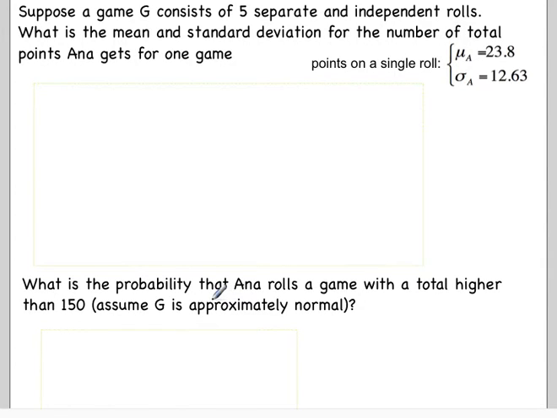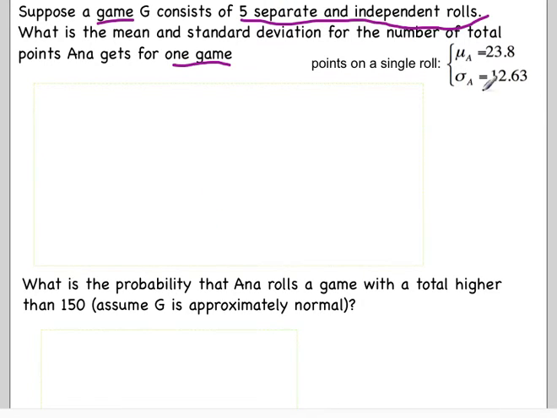Now, all that stuff was about Anna. That was a single roll. Here's just a recap of what we found, the mean and the standard deviation for Anna's single roll. Now we're going to talk about a game, which consists of 5 separate and independent rolls. We want the mean and the standard deviation for the total number of points she gets for a game. So we want the mean number of points for a game and the standard deviation for a game. And a game consists of 5 rolls.